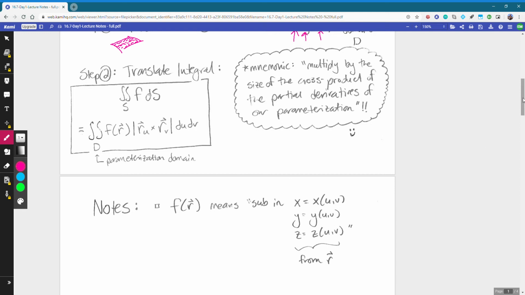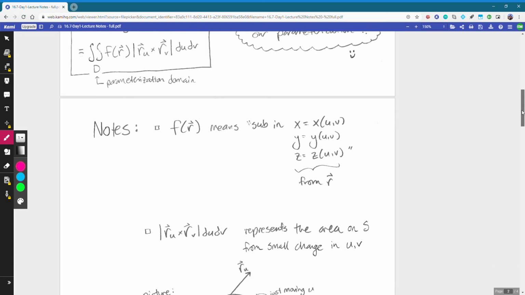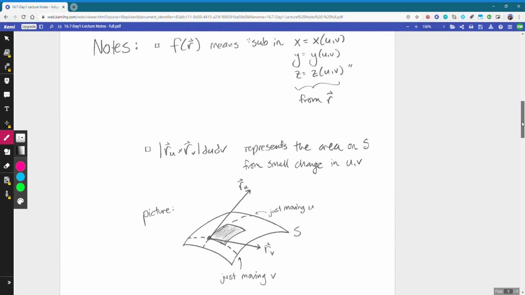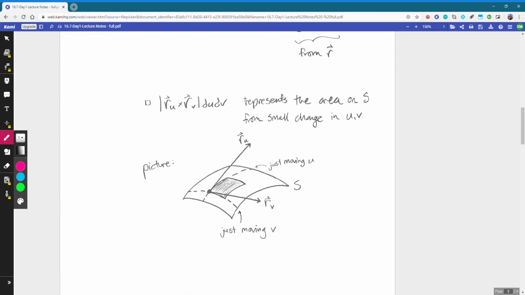But what about that size of the cross product bit? Well, what I claim is that it is representing a little chunk of area. This here in our formula represents the area on our surface from a small change in our parameters u and v. And here's the picture. Here's our surface S, and let's imagine that we pick a special point that we're going to base ourselves at.